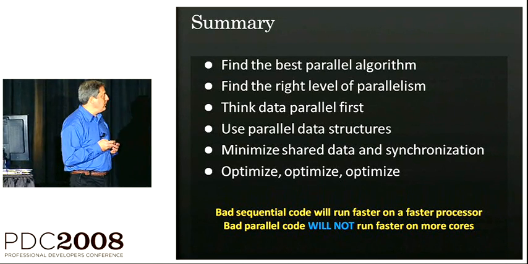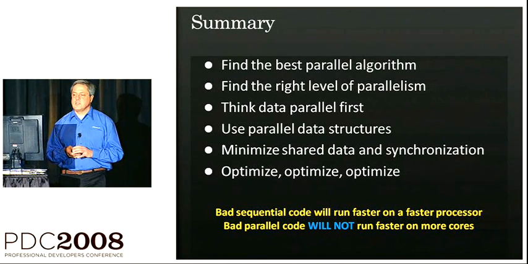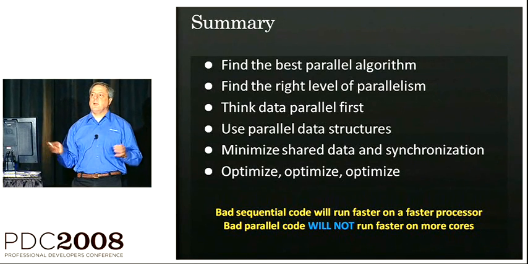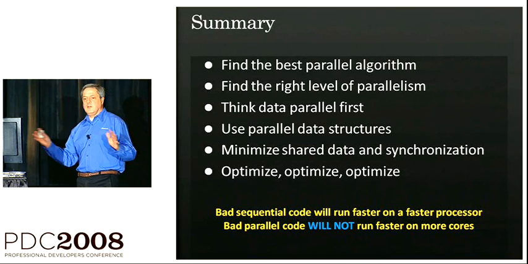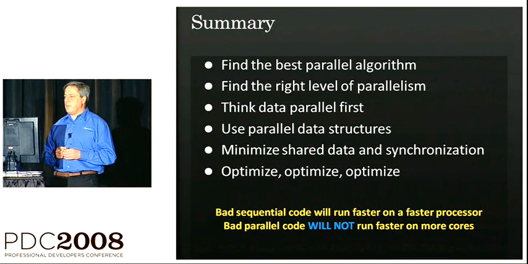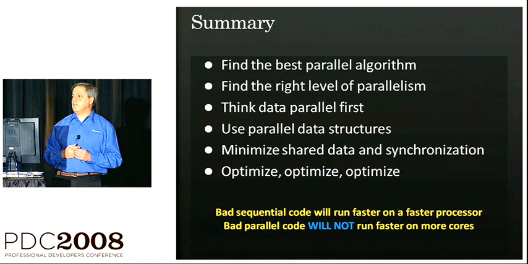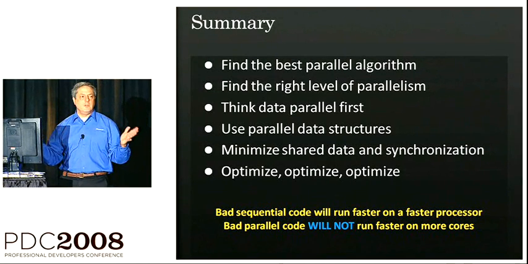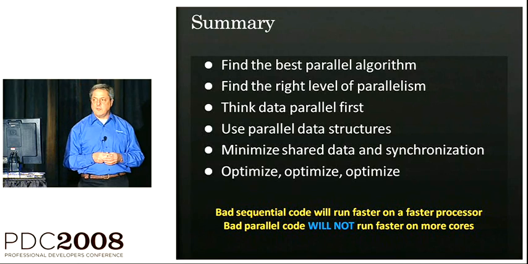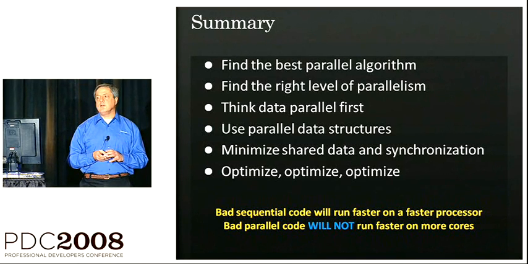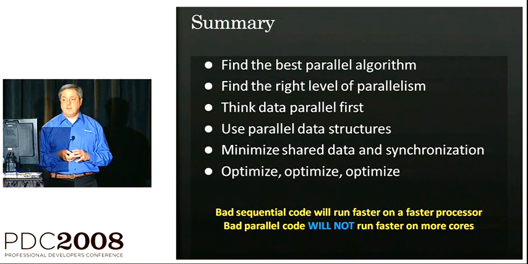Okay, so in summary, and I'll turn things over to Jerry. I've probably gone a little long, and I apologize. So in summary, find the best parallel algorithm to start with. We've got a long, probably 100-year literature on parallel algorithms and parallel complexity. You should start there. Find the best parallel algorithm for what you want to do, and then think about how to implement that. Find the right level of parallelism.